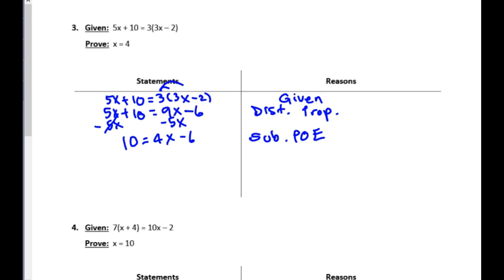Now we're going to get rid of the loner on the right side. How do I get rid of that? Minus 6. Yeah, we're going to add 6 to both sides. Addition property of equality. What shalt I do next? I shalt divide by 4, which is the division property of equality.